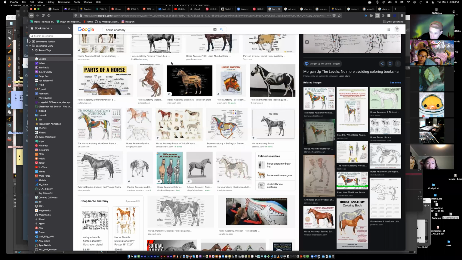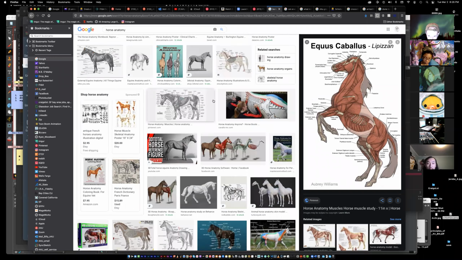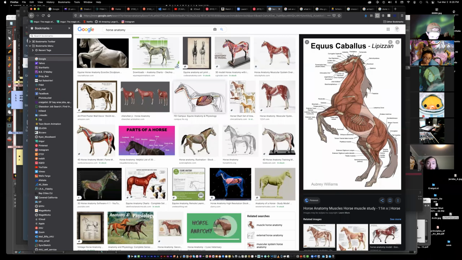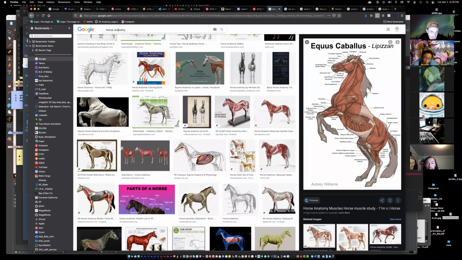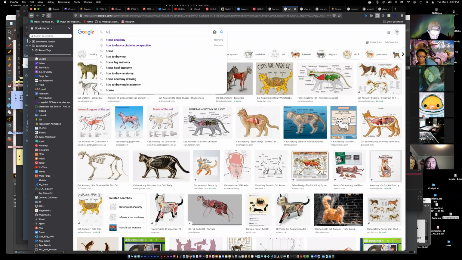So if you were just going to study this one, let's bring that up so we can see it a little bigger. So this is good, right? It's rearing. You can see all the anatomy. You can see all the inside and outside curves. And then just go looking through, well, we have this keyed in as horse anatomy. So what I'm going to do is change this one to just horse.